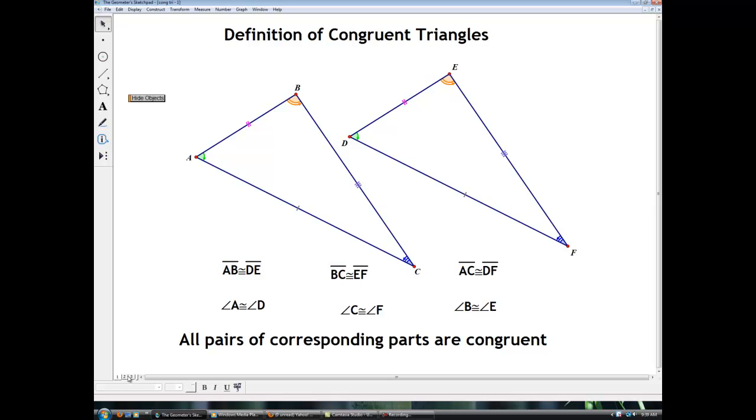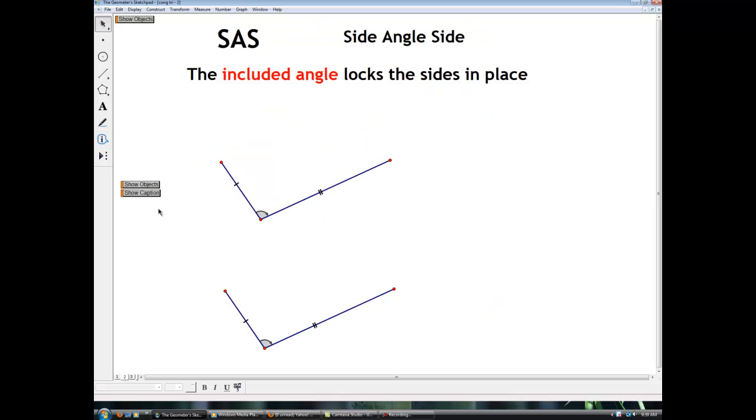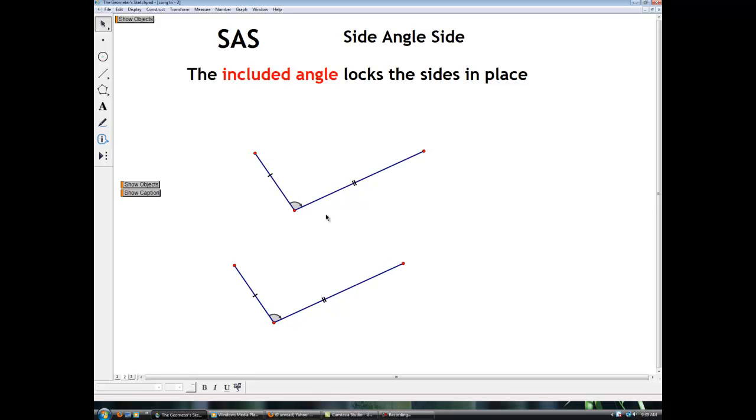What we're going to do now is learn some shortcuts. The first one is the side angle side shortcut. So here's what we're given: that we have a side and a matching partner that are the exact same measure and they have the same congruence mark. We're given an angle, and this is called the included angle because it locks two given sides in place. So no matter how I try to drag and move this around, or this one, this angle between the two sides is fixed. So what we're given is 1, 2, 3 congruent parts.